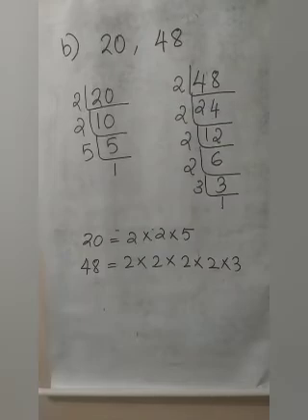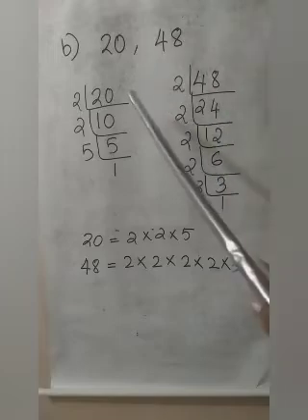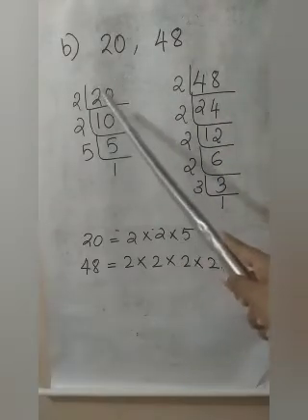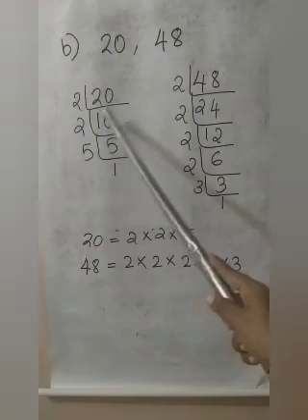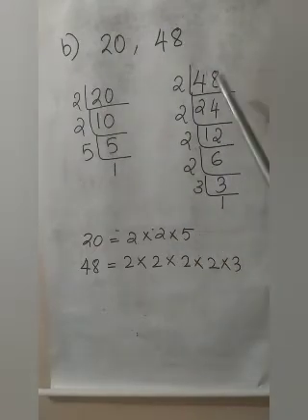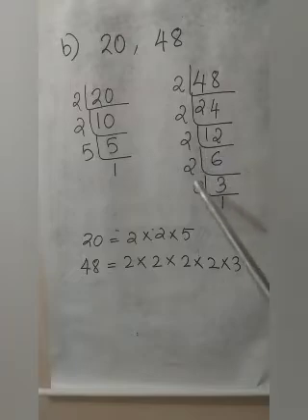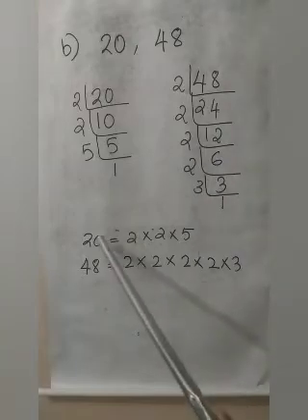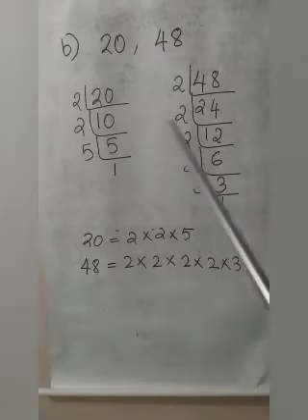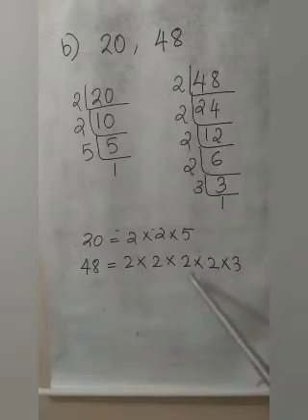Next example: 20 and 48. If you are finding HCF by prime factorization method, the first step is to prime factorize the given two numbers. So here, 20 and 48. Prime factorizing 20, starting with 2. 20 by 2, 10. Again 2, 10 by 2, 5. So 5, 5, 1. Now 48, again an even number, so started with 2. 48 by 2, 24. 24 by 2, 12. 12 by 2, 6. 6 by 2, 3. 3, again 3 itself, 1. So what is the prime factorization? 20 is 2 into 2 into 5. 48 is 2 into 2 into 2 into 2 into 3.